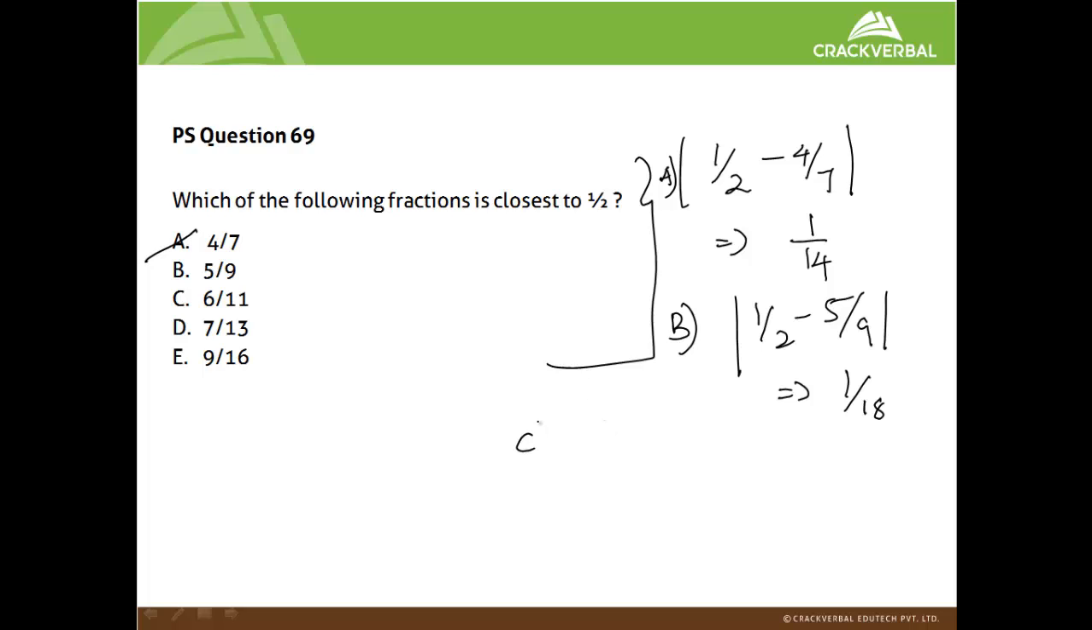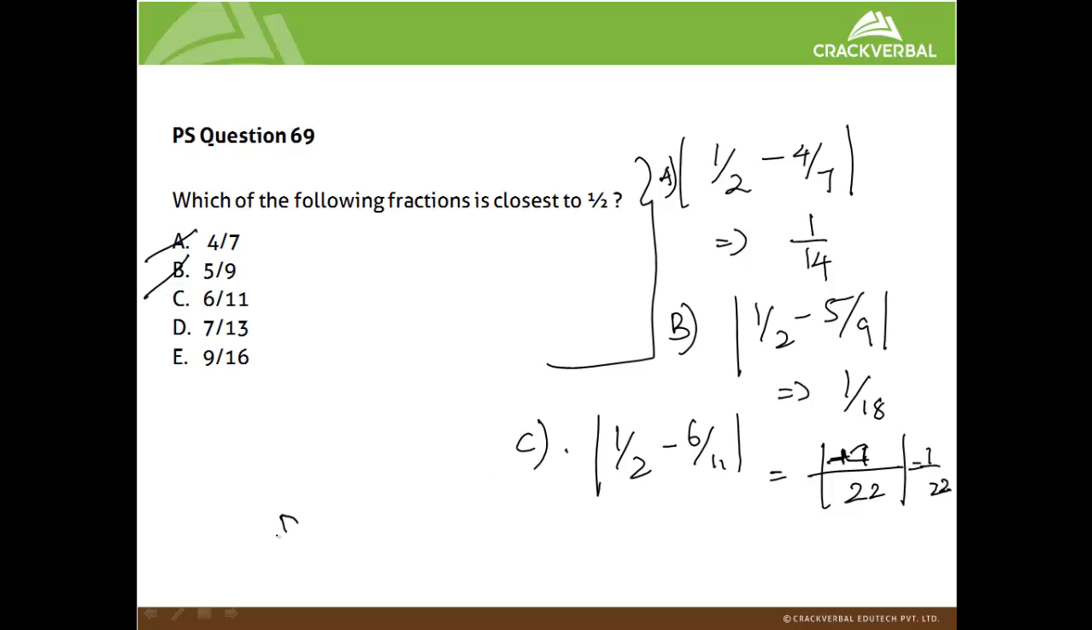Now look at answer choice C: 1 by 2 minus 6 by 11. You take the LCM, which is 22. So 11 by 22 minus 12 by 22, which is nothing but 1 by 22. Now you can see 1 by 22 is smaller than 1 by 18, so we can eliminate answer choice B, of course.